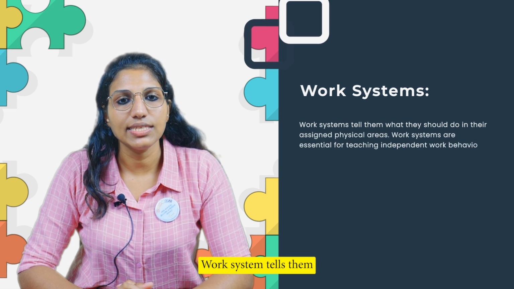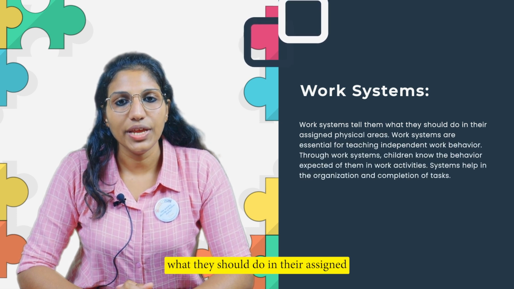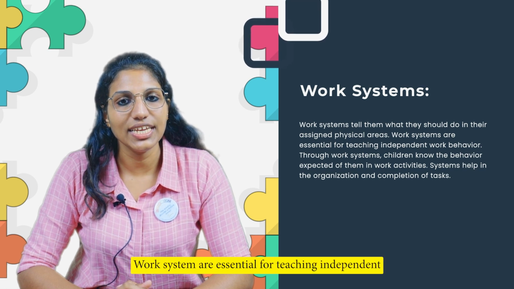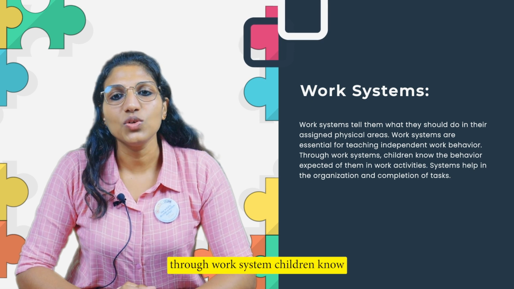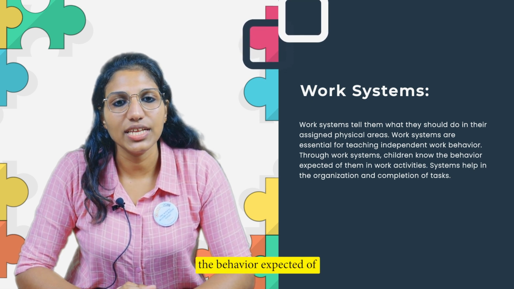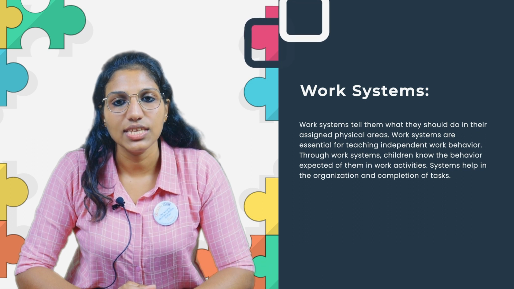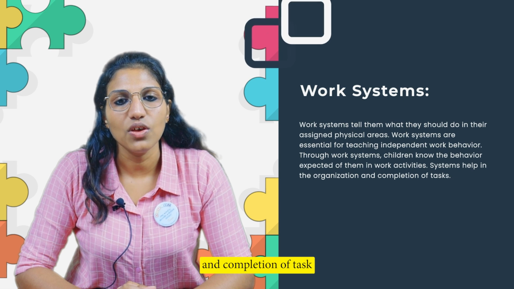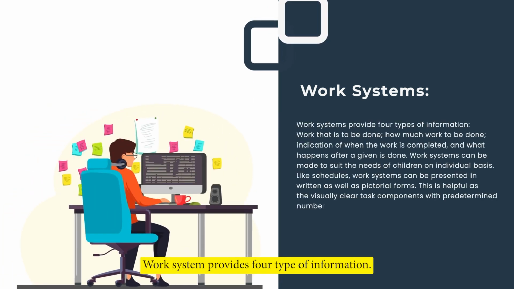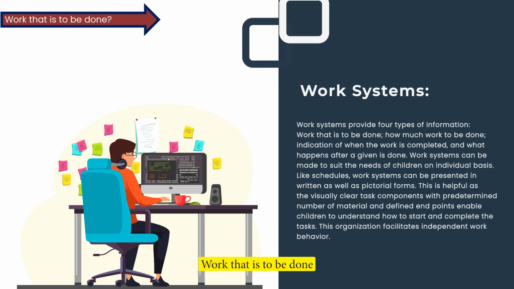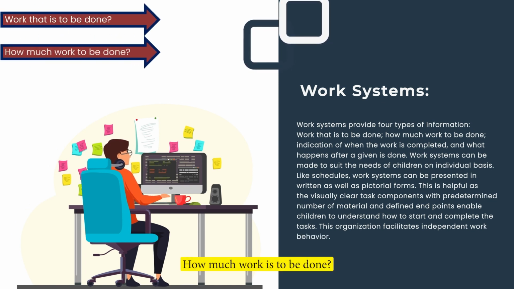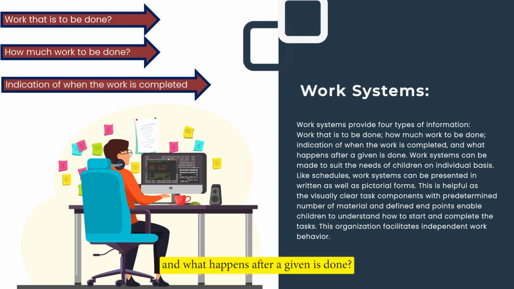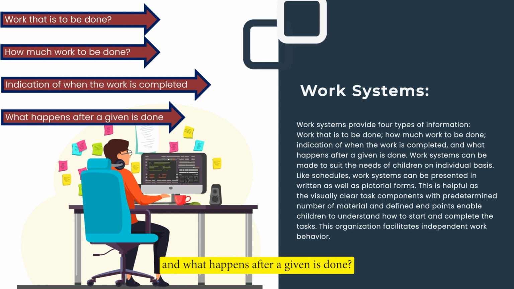Work system tells them what they should do in their assigned physical areas. Work systems are essential for teaching independent work behavior. Through work systems, children know the behavior expected of them in the work activities. Systems help in the organization and completion of tasks. Work systems provide 4 types of information: the work that is to be done, how much work is to be done, an indication of when the work is completed, and what happens after a given task is done.